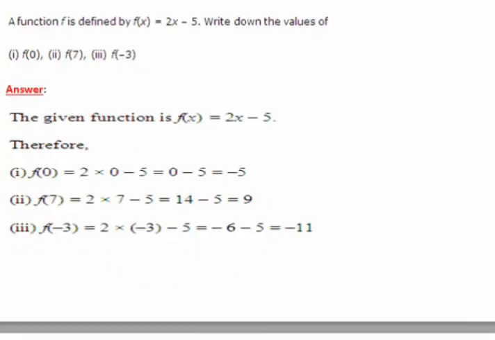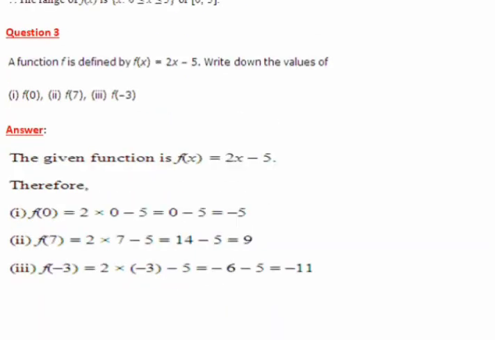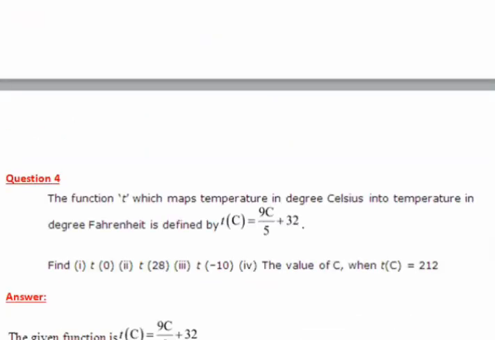Now come to the next question, question number 3. A function f is defined by f(x) = 2x minus 5. Write down the values of f(0), f(7), f(-3). Simple students, we put 0 in place of x. So what we have? 2 into 0 minus 5. We get the result minus 5. We put x equal to 7: 2 into 7 minus 5 is 9. X equal to minus 3, we get the result minus 11. By this way we solve these questions.